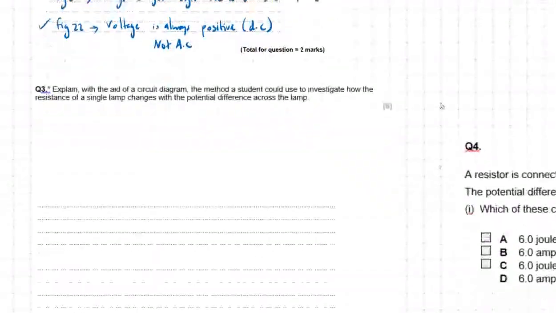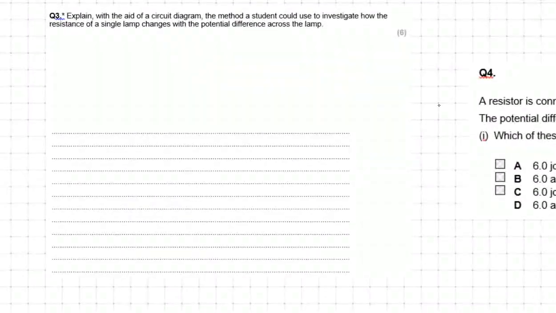Right, now let's take a look at the 6-mark question. Explain with the aid of a diagram, so I need to see a diagram there, how the resistance of a lamp changes with potential difference. The potential difference is the same thing as voltage across a lamp. Now this practical, we've done this practical. If you remember, we did 3 practicals at once. We looked at the diode, the lamp, and the resistor.